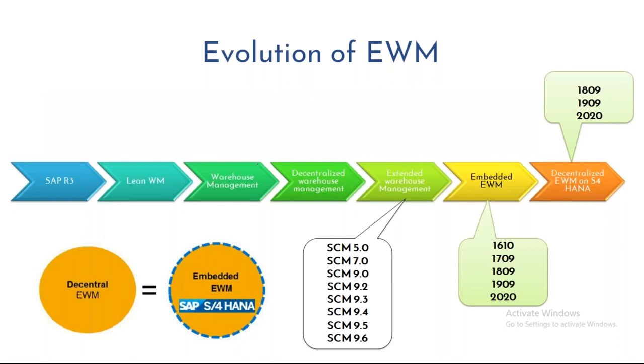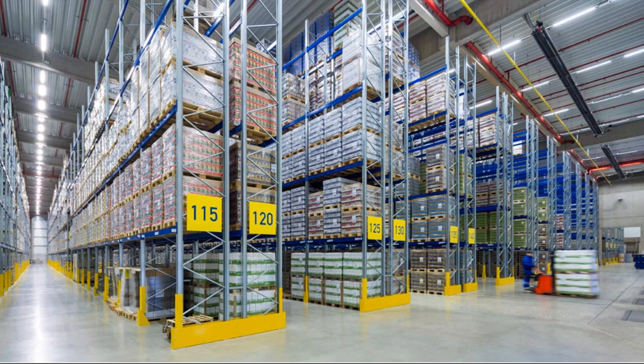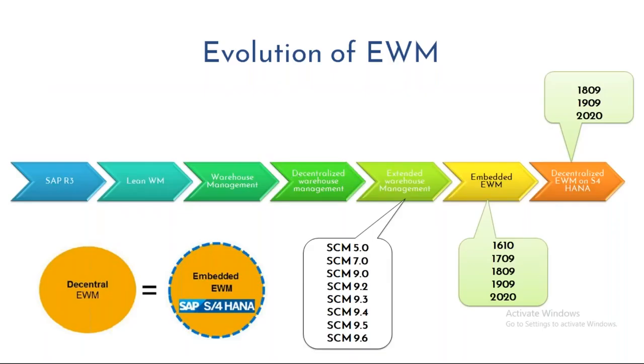After that, SAP introduced normal WM, SAP warehouse management. Which means to track the inventory, to track the stock placement, to track the stock removal and all these activities, SAP introduced the functionality of warehouse management. Now there is something called decentralized warehouse management, which is again warehouse management only. But what we do is, instead of keeping normal SAP transactions and warehouse transactions in the same server, we can divide only the warehouse transactions into a different server.